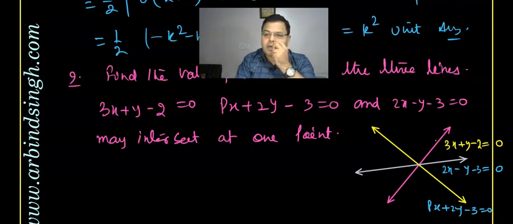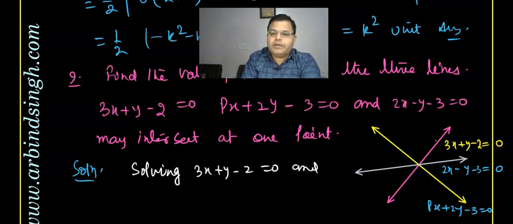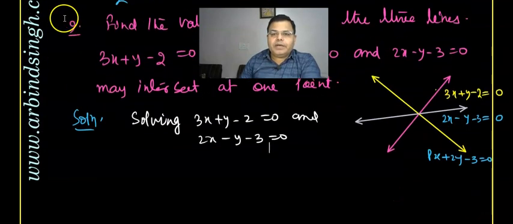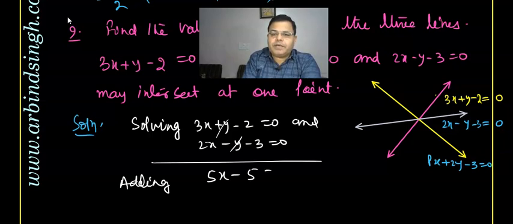So solving these two lines, the solution can be written as solving 3x plus y minus 2 is equal to 0 and 2x minus y minus 3 is equal to 0 to get the point of intersection. You can do this by just adding them. On adding, y and y cancel, and 3x plus 2x is 5x minus 5 is equal to 0. Therefore, x is equal to 1.